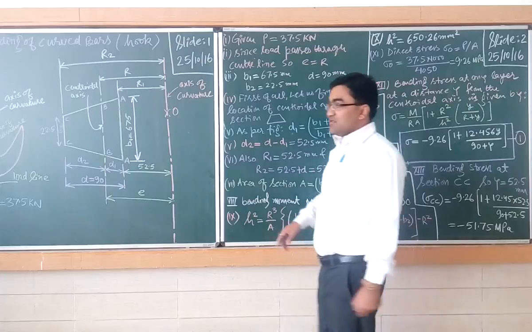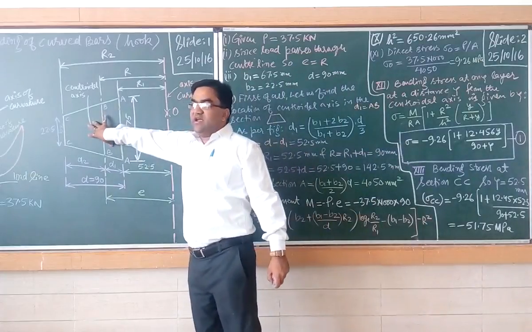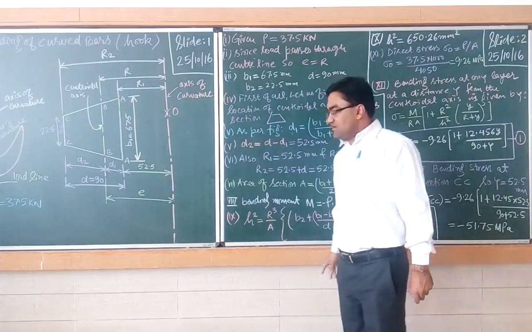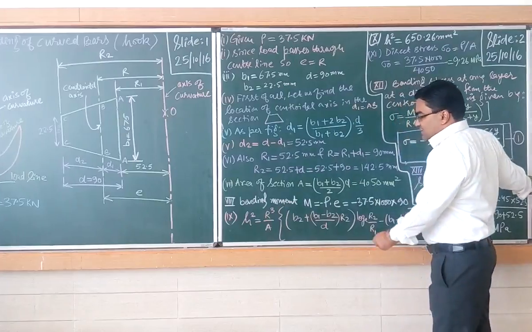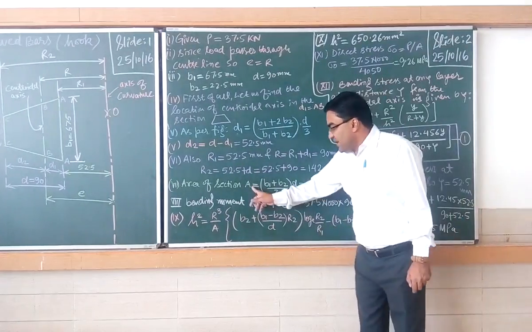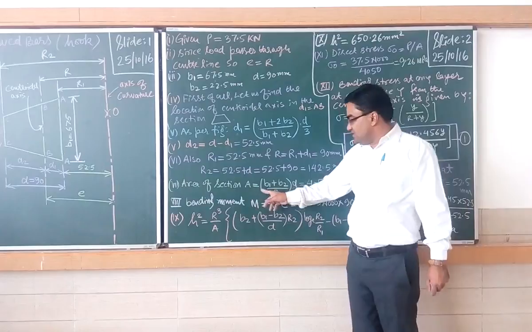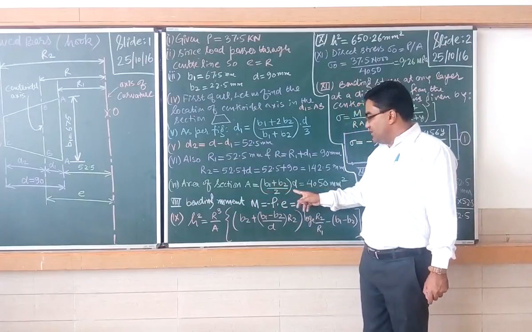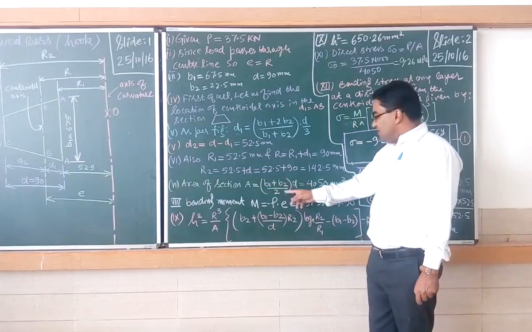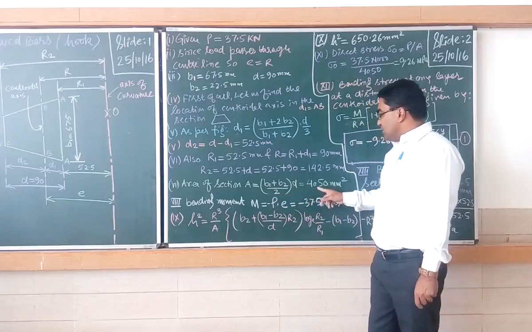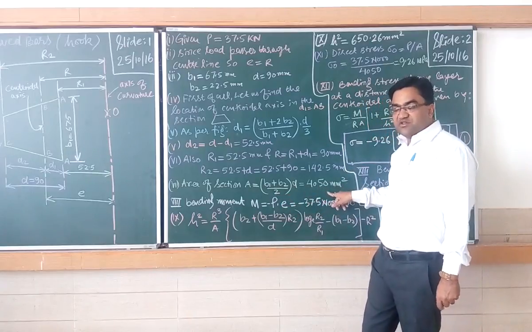Similarly, we have to find out the area of this cross section. The area of a trapezoidal cross section, we know, is capital A equal to (B1 plus B2) divided by 2 into D. After putting in these values, the result comes out to be 4050 mm.